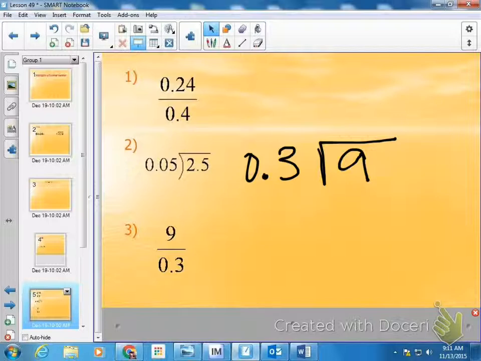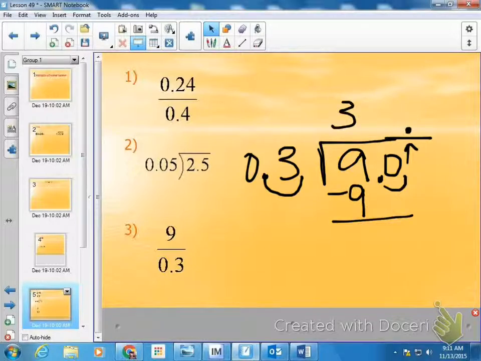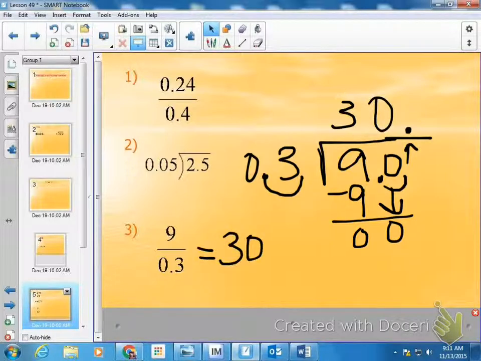Okay, so you finished your work. Here's what I want you to do. You should have moved your decimal 1 time. Now I don't see a decimal by the 9, but I know my decimal hides behind its mama. So my decimal was right here behind the 9. And I had to move it 1 time to make it right. So I move it 1 time and add my 0. Bring my decimal up. 3 will go into 9 3 times. Minus 9 gives me 0. Bring my 0 down. 3 will go into 0 0 times. So my answer here is 30. You should have gotten 30.